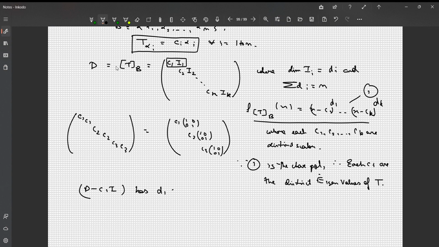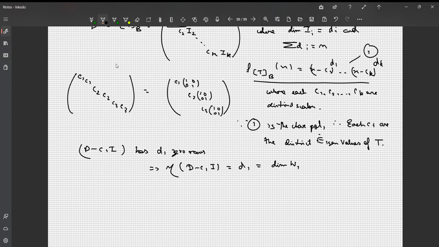Has D1 rows, right? So that means the nullity of the matrix D minus C1I is exactly D1, but that must be equal to the dimension of the eigenspace W1. But W1 is by definition the collection of all eigenvectors associated with the eigenvalue C1, right? And this was indeed what we wanted, right?